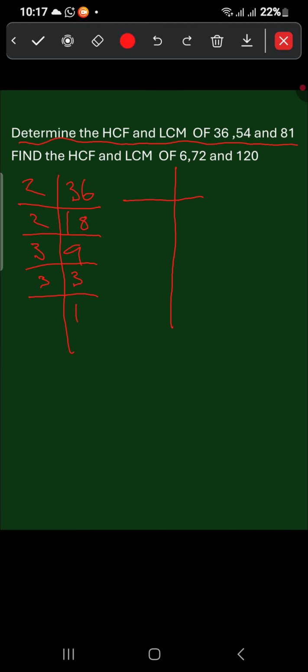Then the one for 54, it's 2. It goes how many times? 27 times. A prime number that can go into 27 is 3. Right, and it goes how many times? 9. Then 3 again can go into 9. It goes how many times? 3 times. Then a number that can go into 3 again is 3.